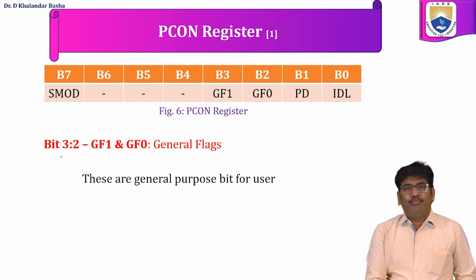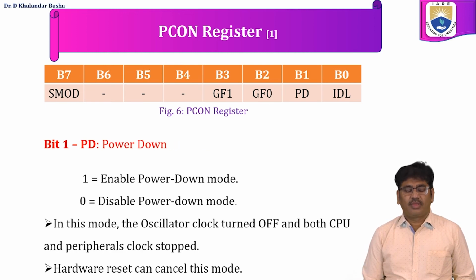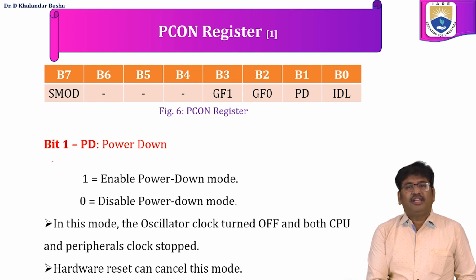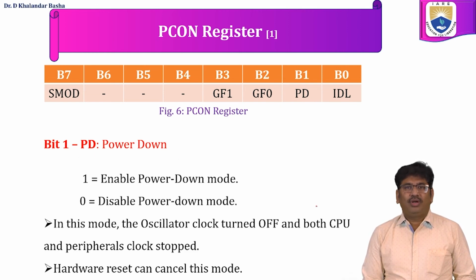The next bits are bit 3 and bit 2, which are GF1 and GF0, which are general purpose flags. These are general purpose flag bits used by users or for some applications. The next bit is bit 1, which is PD, power down. To enable the power down, we have to write this PD bit equal to 1, which will enable the power down mode. If the PD bit is equal to 0, it disables the power down mode.